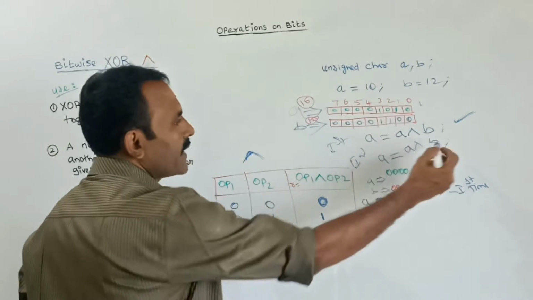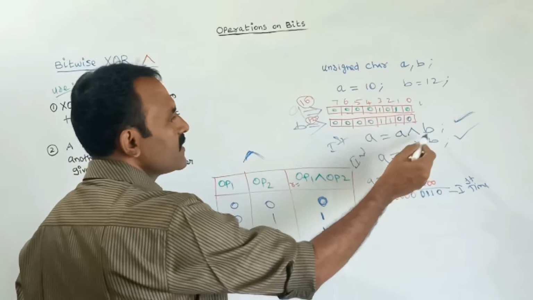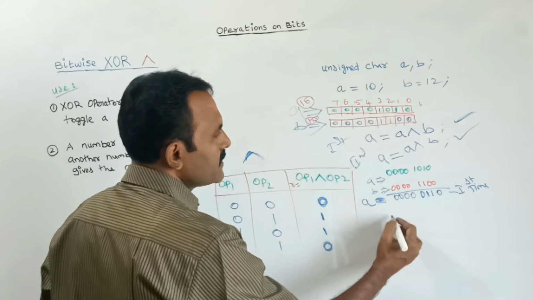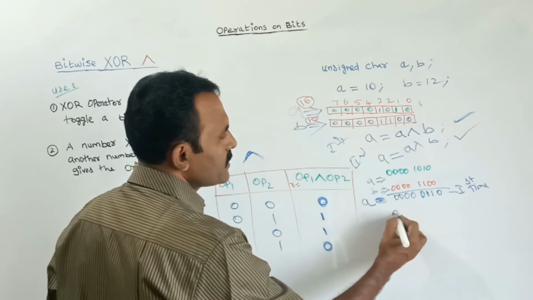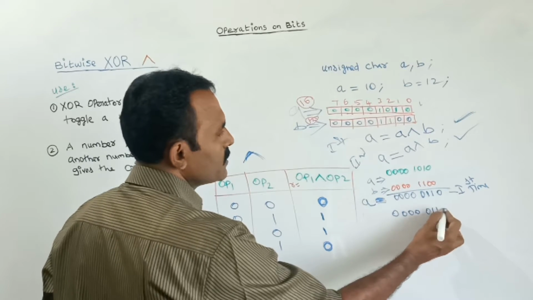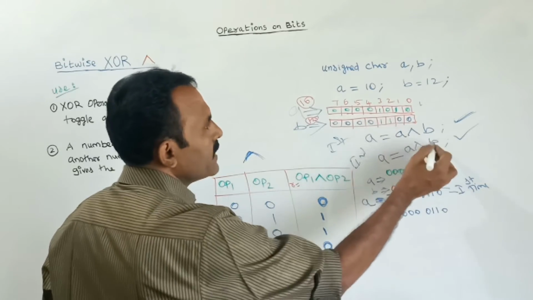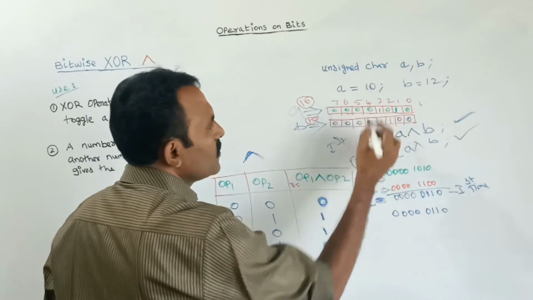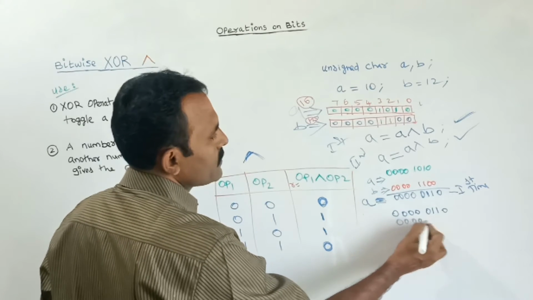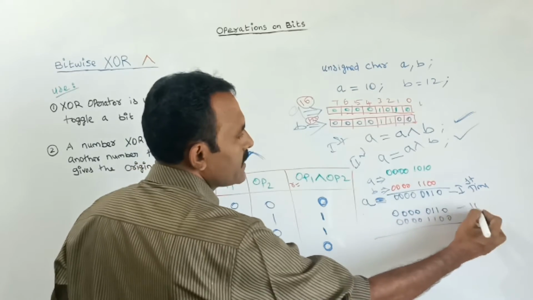Now again I am going to XOR A with another number, that is B. So second time, A is equal to 0 0 0 0 0 1 1 0. I am going to XOR this A with B. B is 12, so the binary value of 12 is 0 0 0 0 1 1 0 0. Say this is the second time.